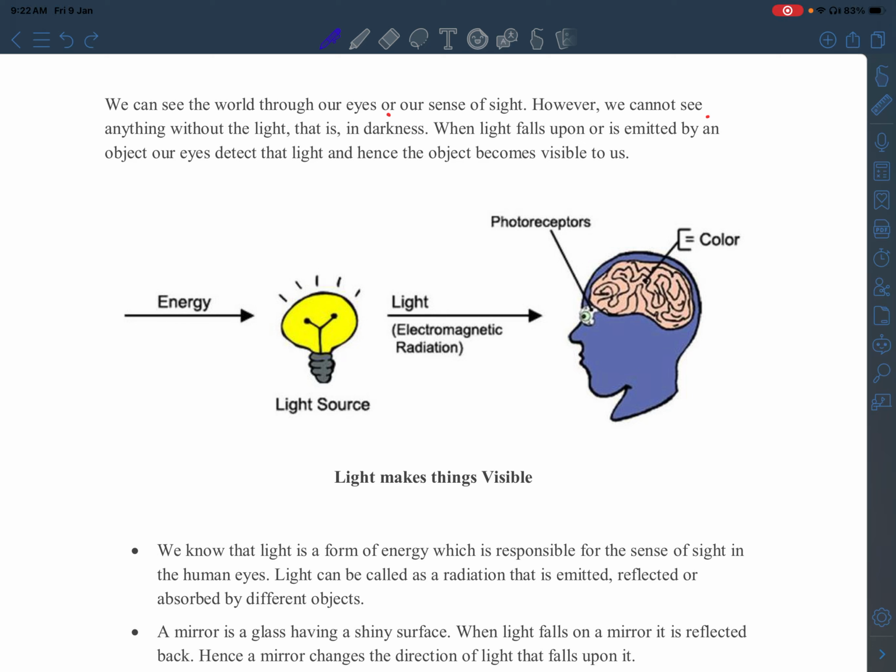Now today we are going to discuss the phenomena of light. You know that light is very important for us because through the light we are able to see the objects in our surrounding. So without light, life is like darkness. Here you can see that we can see the world through our eyes, through our sense of sight.